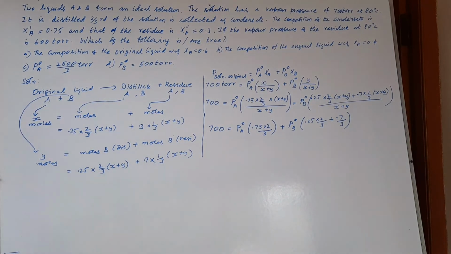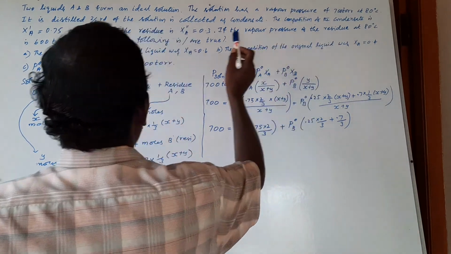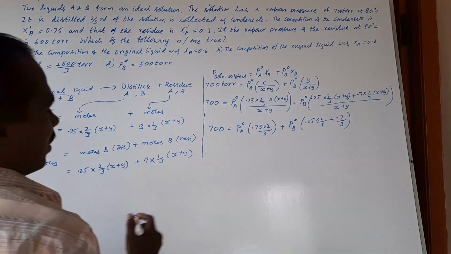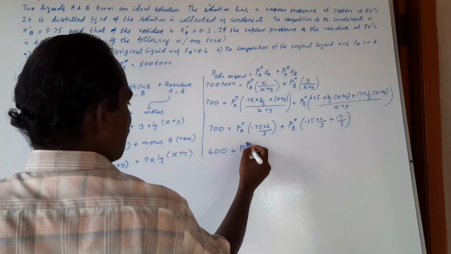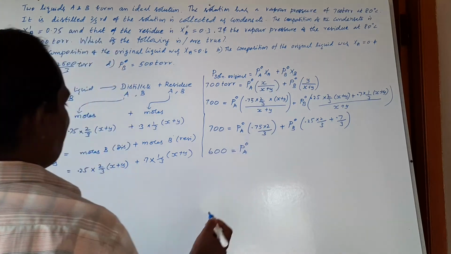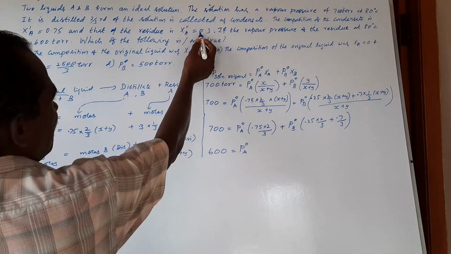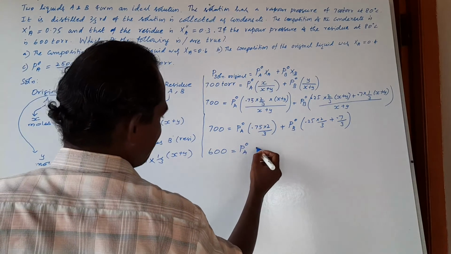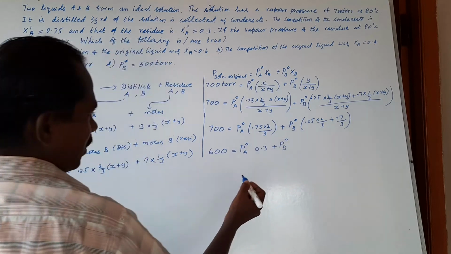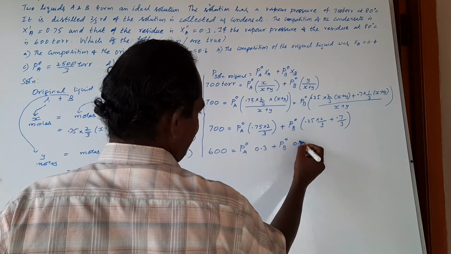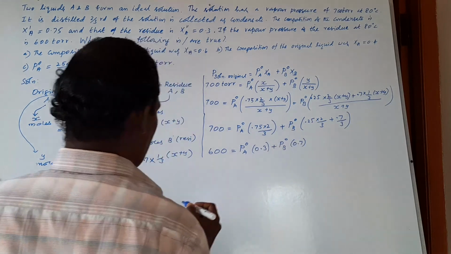Another relation we will see. Now we will take residue. Residue vapor pressure is given as 600 torr. So residue vapor pressure is equal to P0 A into mole fraction of A. Mole fraction of A is given in residue 0.3, plus P0 B into mole fraction of B. Mole fraction of B is 0.7, because the sum of these two is equal to 1.